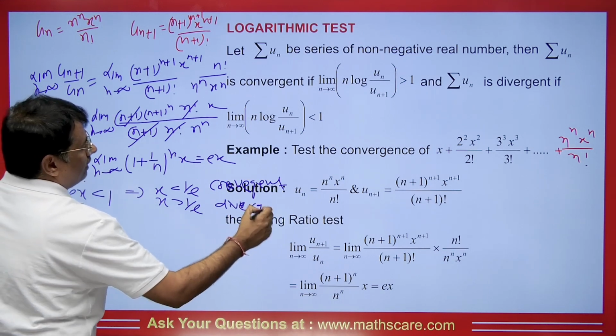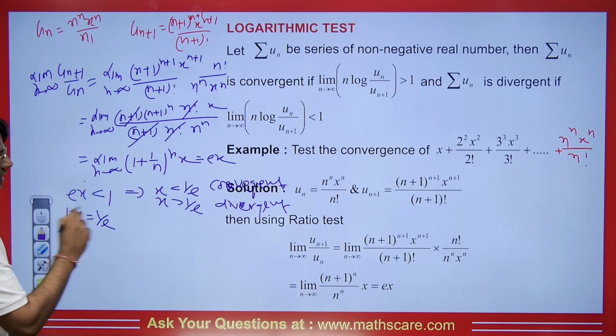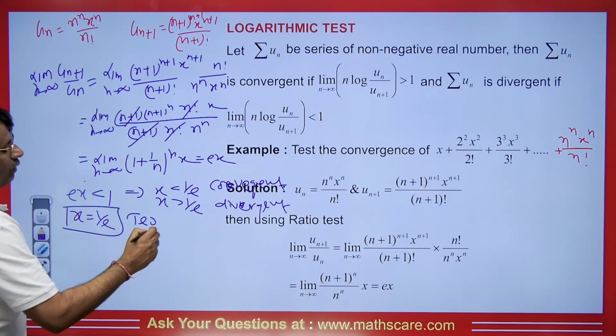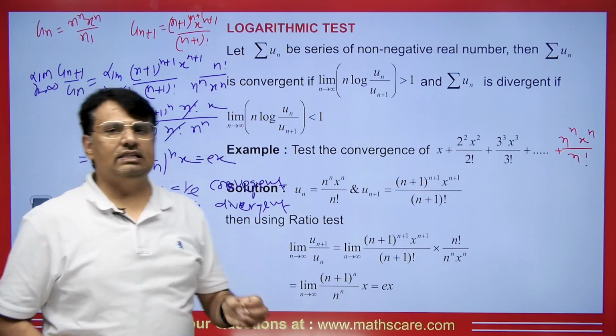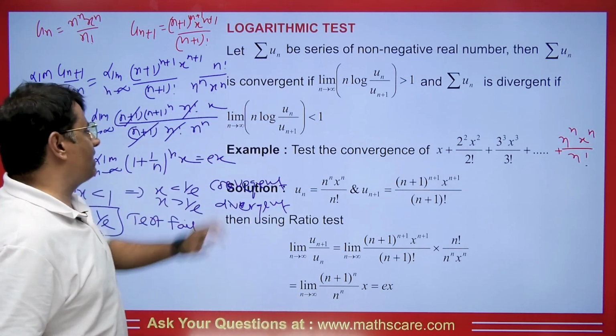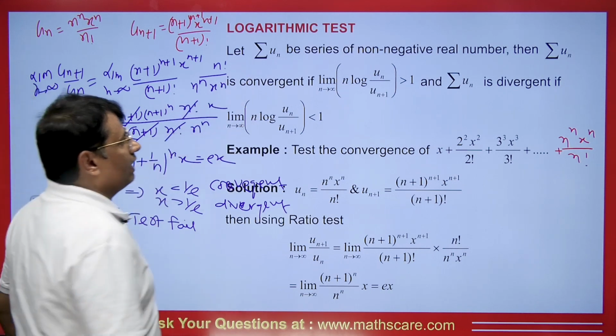It will be divergent. If the value of x is equal to 1/e, then in that case our test fails. And when the test fails, what do we do after that? Tell me, students. We will use the logarithmic test. Now we have this logarithmic test here, right? What does this test do for us?